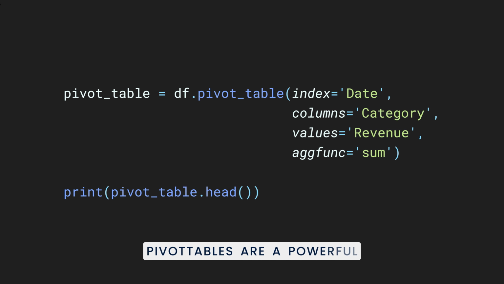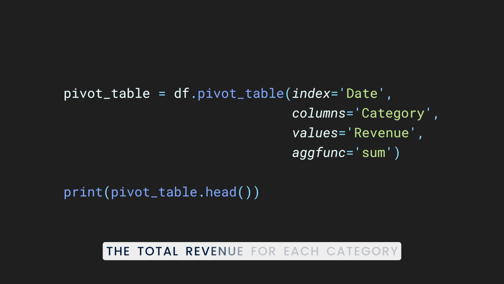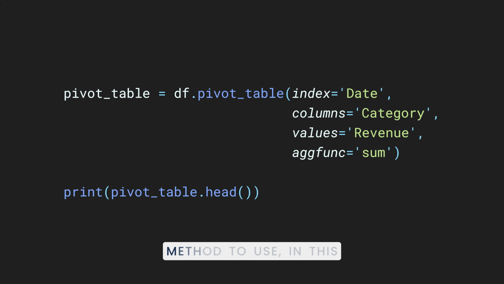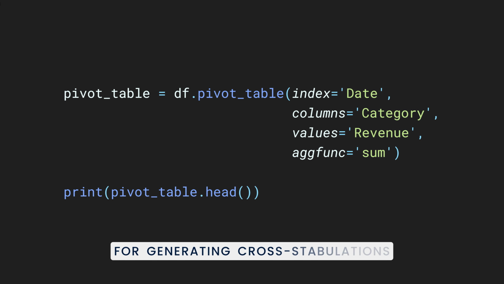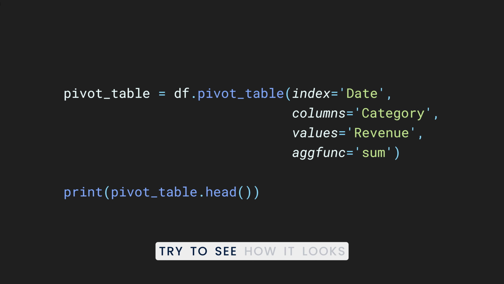Pivot tables are a powerful way to summarize and analyze data. The pivot_table method allows you to create a new data frame that summarizes data based on specified index and column values. In this example, we create a pivot table that shows the total revenue for each category by month. The aggfunc parameter specifies the aggregation method to use, in this case, sum. Pivot tables are particularly useful for generating cross-tabulations and multi-dimensional summaries of your data, making them ideal for reporting and analysis. Let's try to see how it looks in terminal.